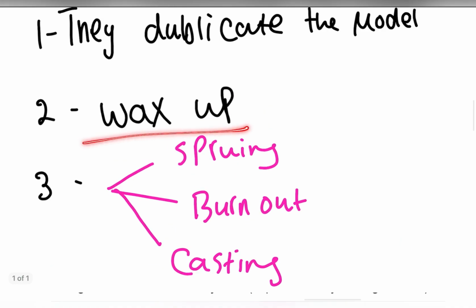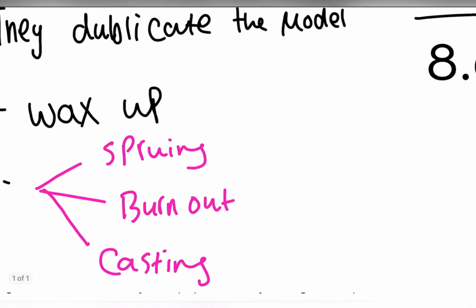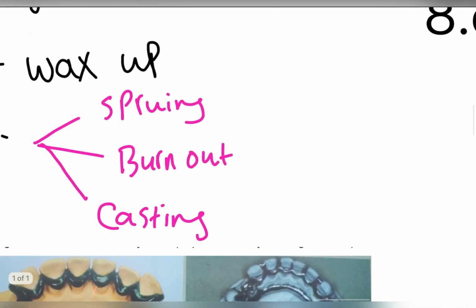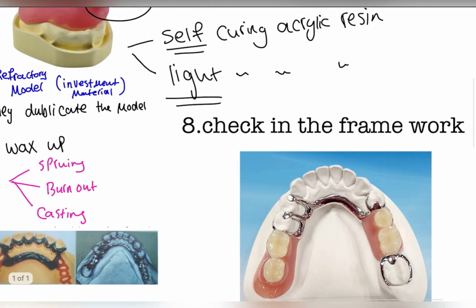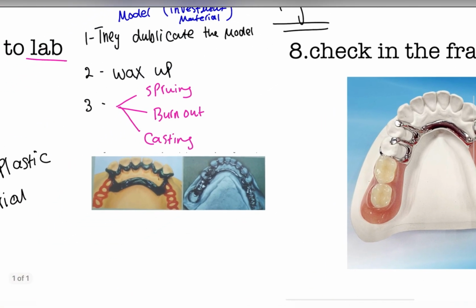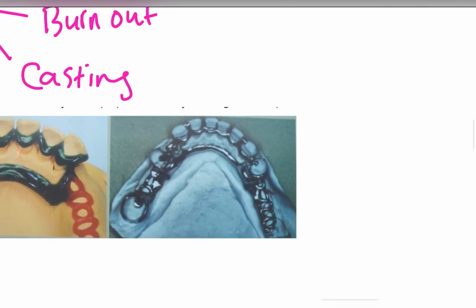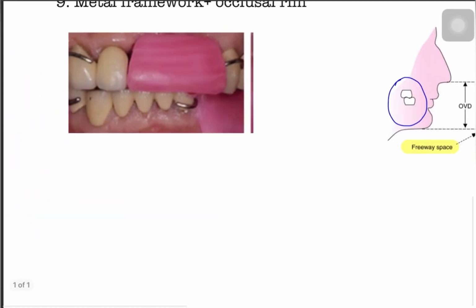After the wax up, they do the spruing, burnout, and casting. Burnout is melting this wax, and casting is making the metal framework. Next step is, so we get a framework. Right now we get a framework. The lab sends us this framework.